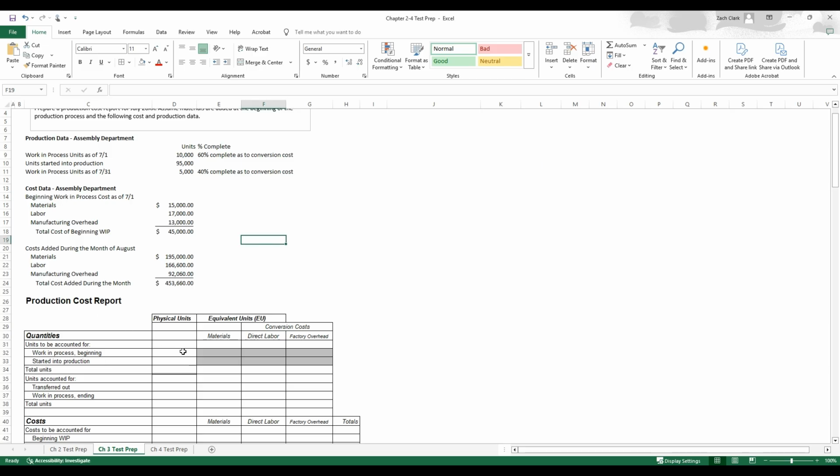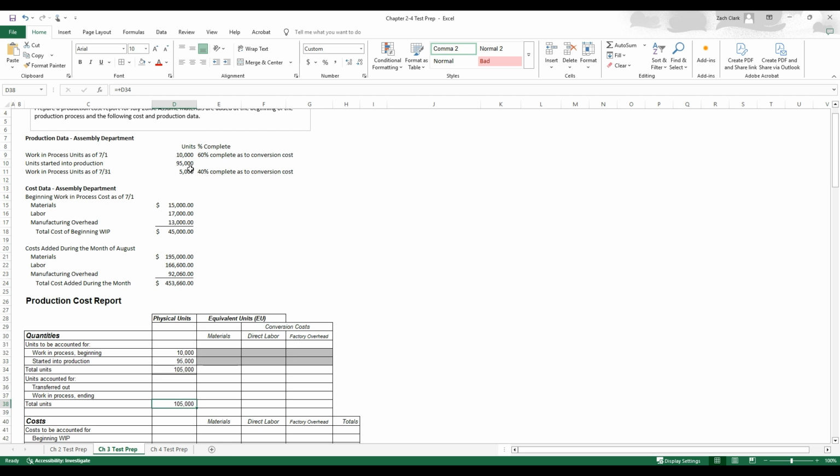Okay, so let's start filling out our sheet with the information above. Work in process beginning here, and remember, when it tells us the percentage of completion at the beginning of the month, we don't care about that, because we only care about the completion percentage at the end of the month. So you can ignore the 60%. This is our units started into production, so we'll just add those together. So we had 105,000 total units that we're going to be accounting for, and we can take that down below to the total units.